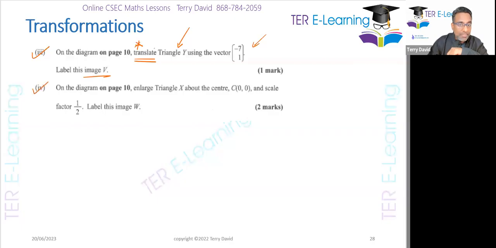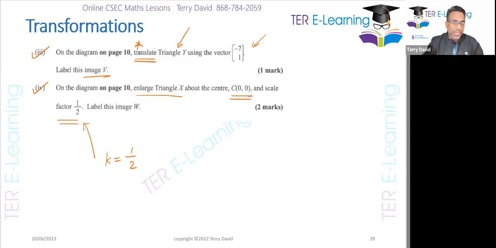And then in part 4, they say we want to enlarge this triangle. The center is 0, 0, and the scale factor is 1/2. Now, let me ask you all a question. If your scale factor K is equal to 1/2, is your image going to be larger or is it going to be smaller? Anybody? Everybody's saying smaller. So we know it's going to be smaller.